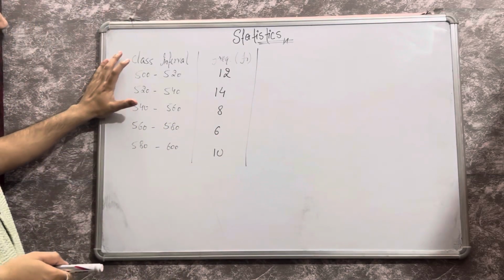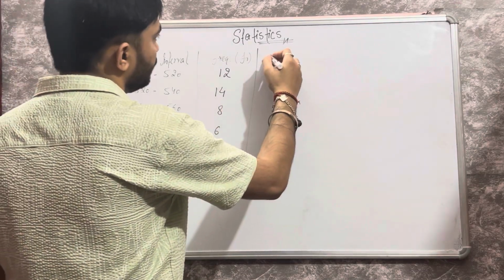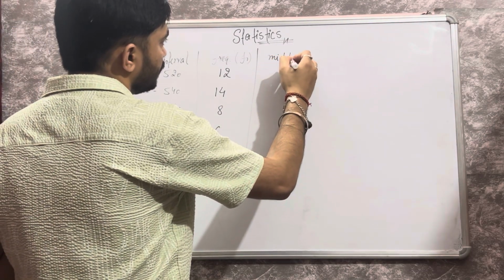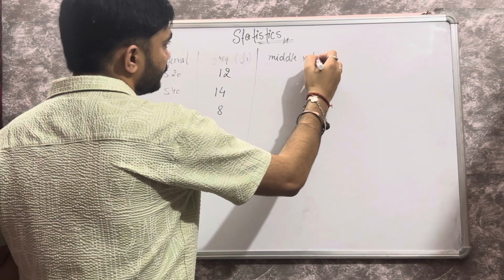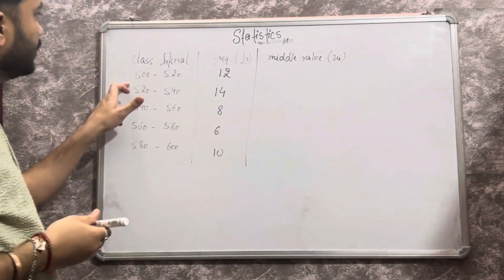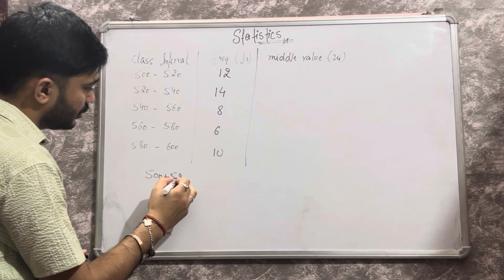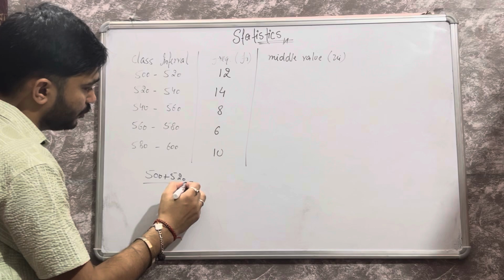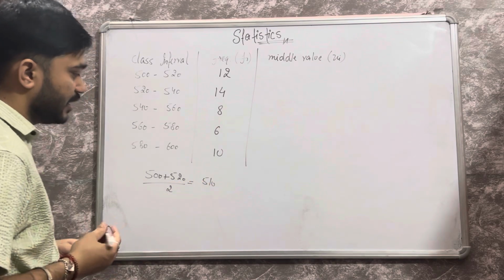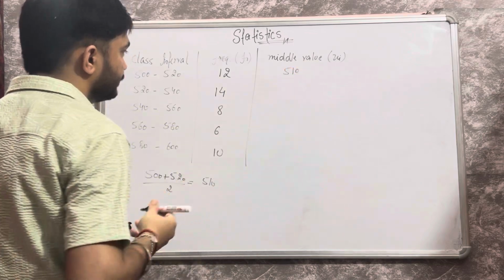Now look here, we have to find the middle value of the class interval. How are we going to do so? The middle value is represented as Xi. Firstly, add up both the terms, that is 500 plus 520, and divide by 2. You will get 510. Any doubt? So the first value will be 510.